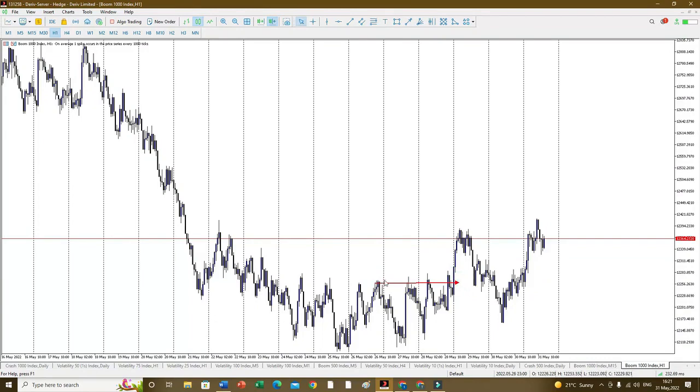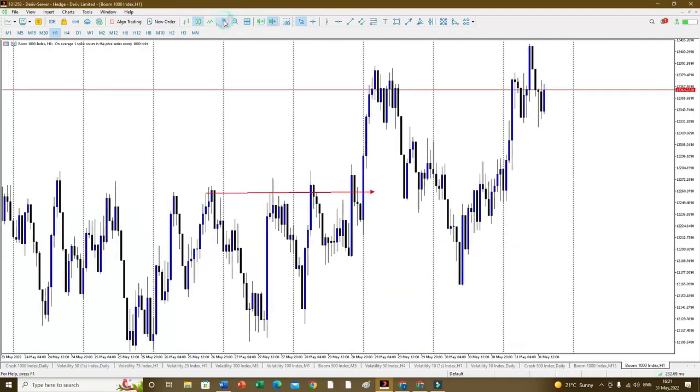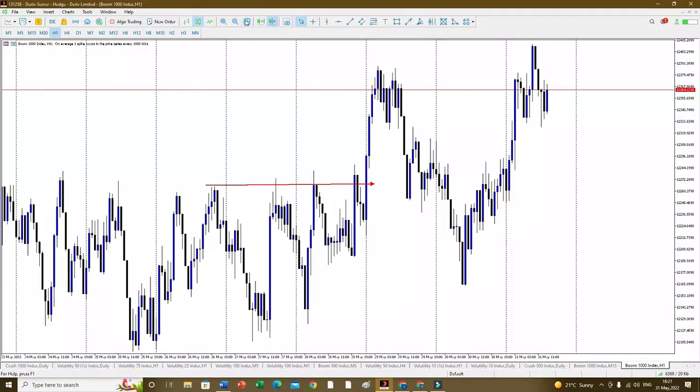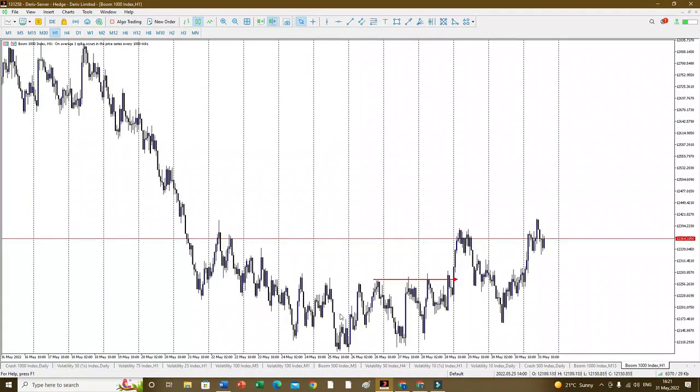The market started breaking these previous highs there. Let me increase the size. The market started breaking the highs at this very point, right? That's when we started having a bullish bias, right? Whenever the market fails to create new lows, it starts to break the previous highs, right?